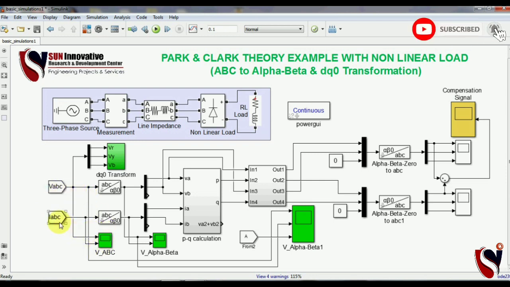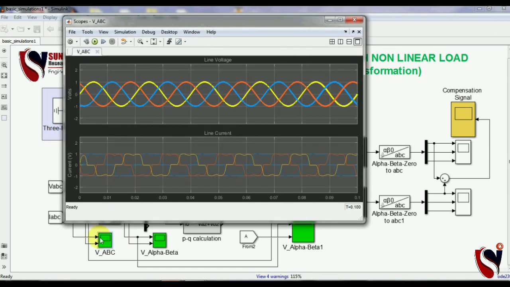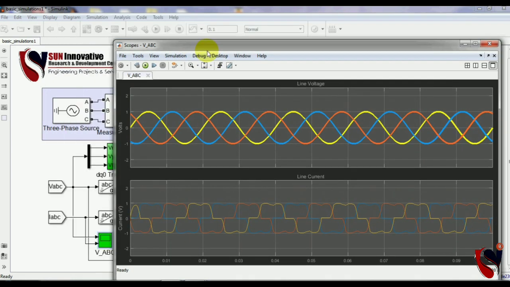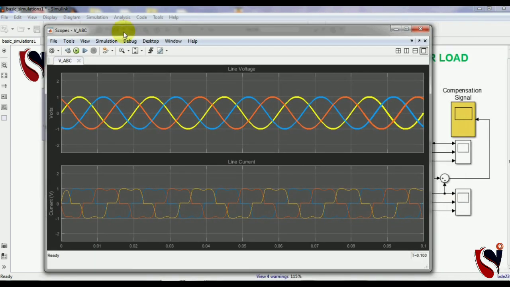So let me open this, so you can see here the first graph shows the line voltage, that is a three phase. We don't have any doubt on this. And this is the MW type non-linear current, and you know that when you connect a non-linear load across the three phase power supply, it gets this type of current into the system, and it causes the harmonics. So this is the line voltage and line current.